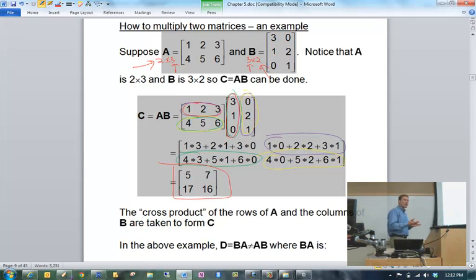So again, to review, the critical parts are you need to have the number of columns of A be equal to the number of rows of B. And then do what are called cross products of the rows and the columns. In other words, multiply the rows and columns together and then add the corresponding totals. And then the resulting matrix is the number of rows of A by the number of columns of B.